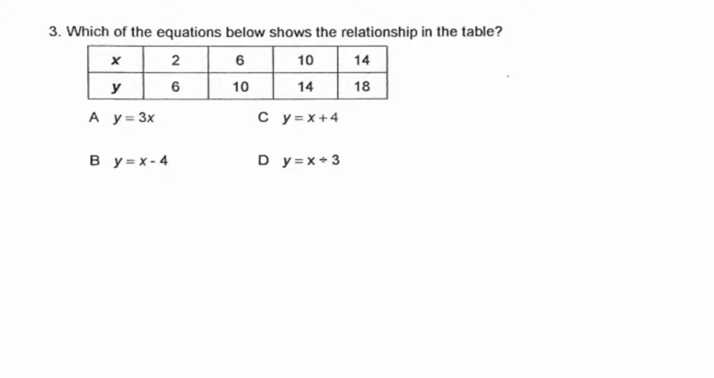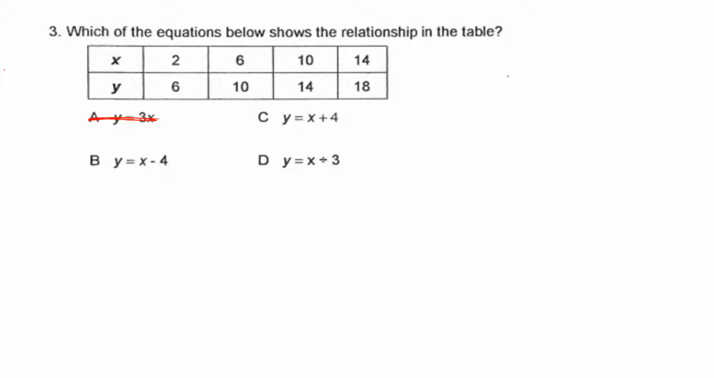Which of the equations show the relationship in the table? Okay, what we can do is we can test things out. How do I go from 2 to 6? Well, 2 times 3 is 6. So I'll test this out. What is 6 times 3? Well, 6 times 3 is 18. So 10 is not 18. So I didn't multiply by 3. So that means this is out. That's not the answer. Let me erase this stuff.